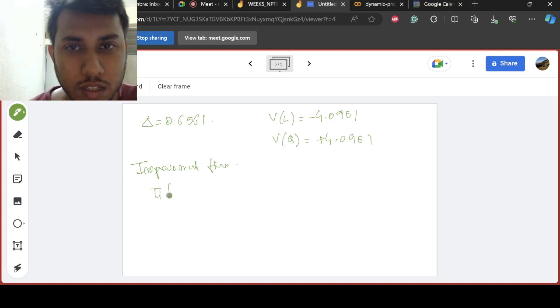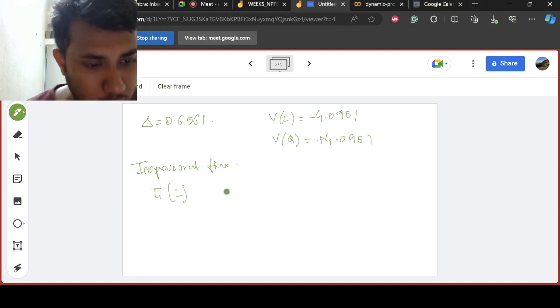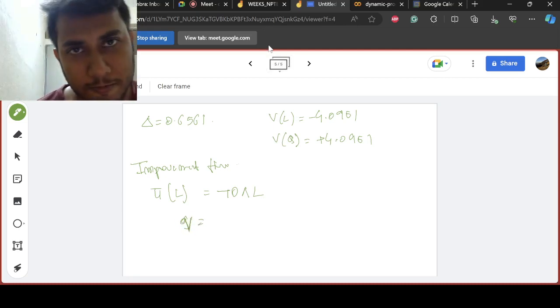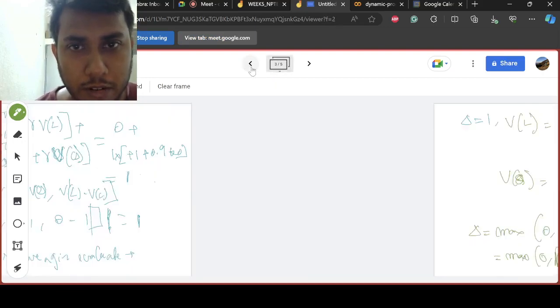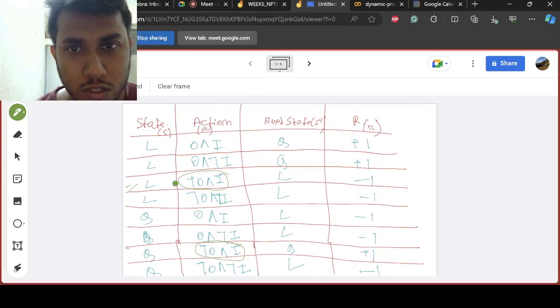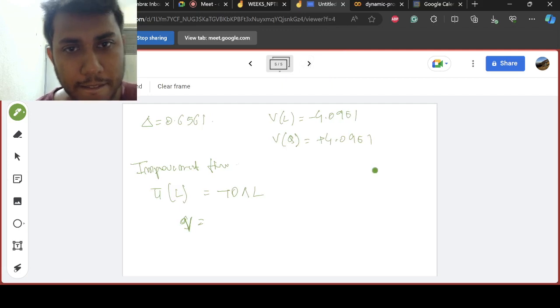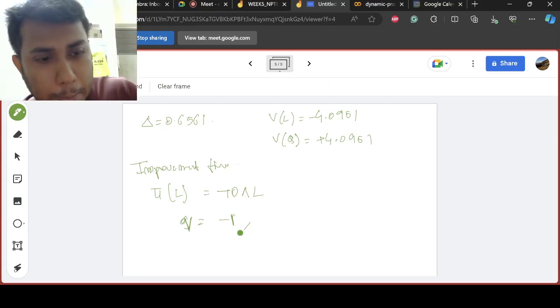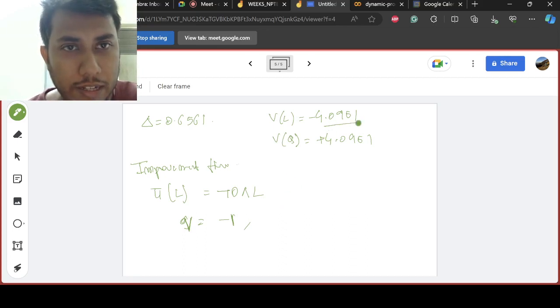So what is the current policy? Pi of L is equal to not O slash L, right? What is the Q value corresponding to this? The corresponding action value is minus 1, right? Minus 1. And what is the latest we have got?